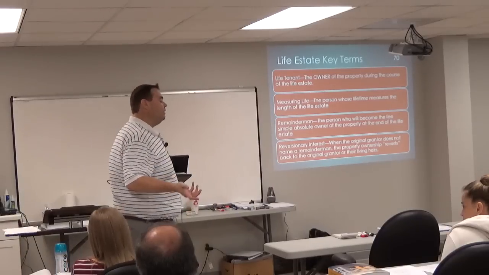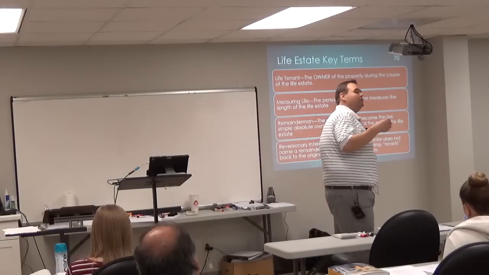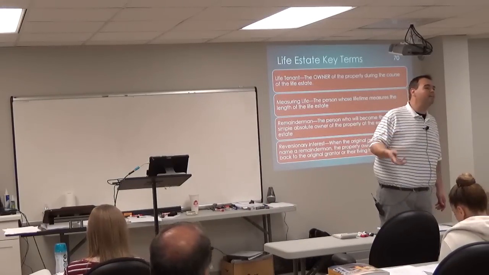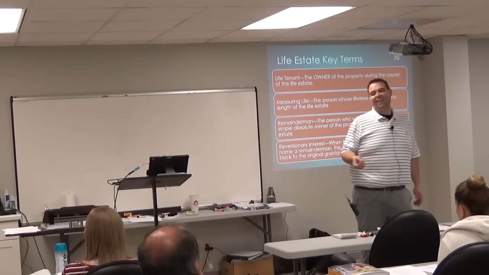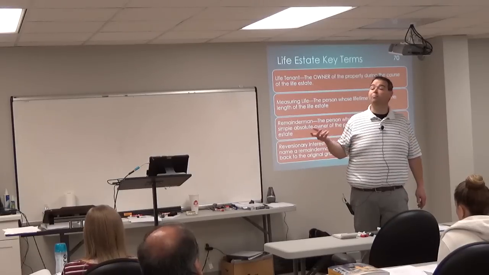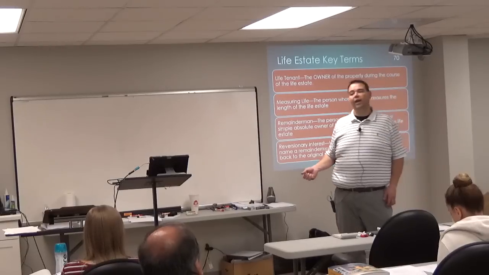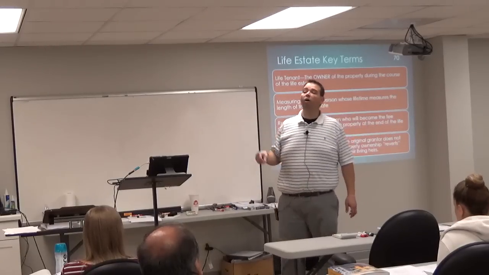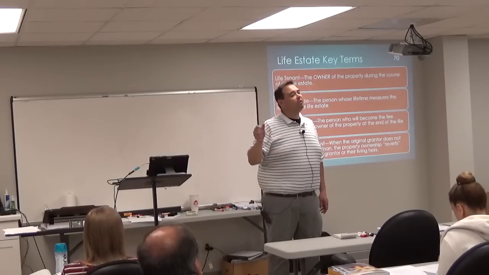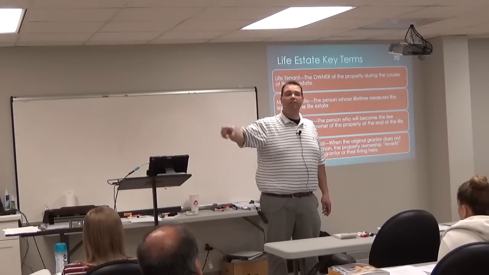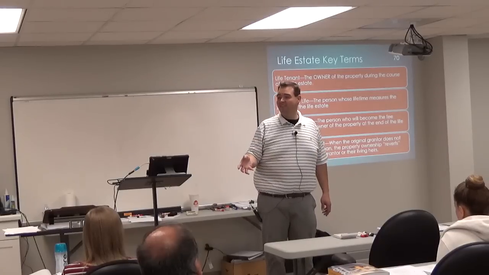Now, I gave her the clock. The reason I gave her the clock is because she is something that we call the measuring life. The way we limit time is not by setting a deadline. We limit it based on somebody's lifetime. Are you with me on that? We limit it based on someone's lifetime. And that person is called the measuring life. So, the ownership is only going to last until Devin does what? Dies. That's why she's got the clock.